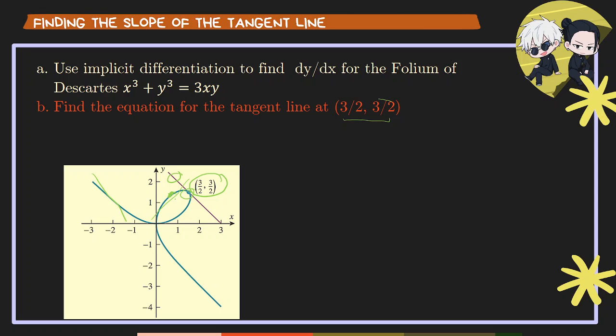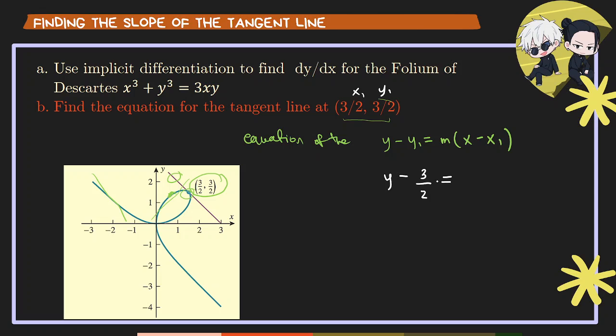tangent line. Ayan. No? So para mahanap natin yung equation of the tangent line, ano nga ba yung equation natin doon? Y minus y sub 1 equals m times x minus x sub 1. So, what is our y? Wala, diba? Equation nga hanapin natin eh. But we have y1, diba? What is our y1? This is our y1, 3 over 2. Yeah. 3 over 2.